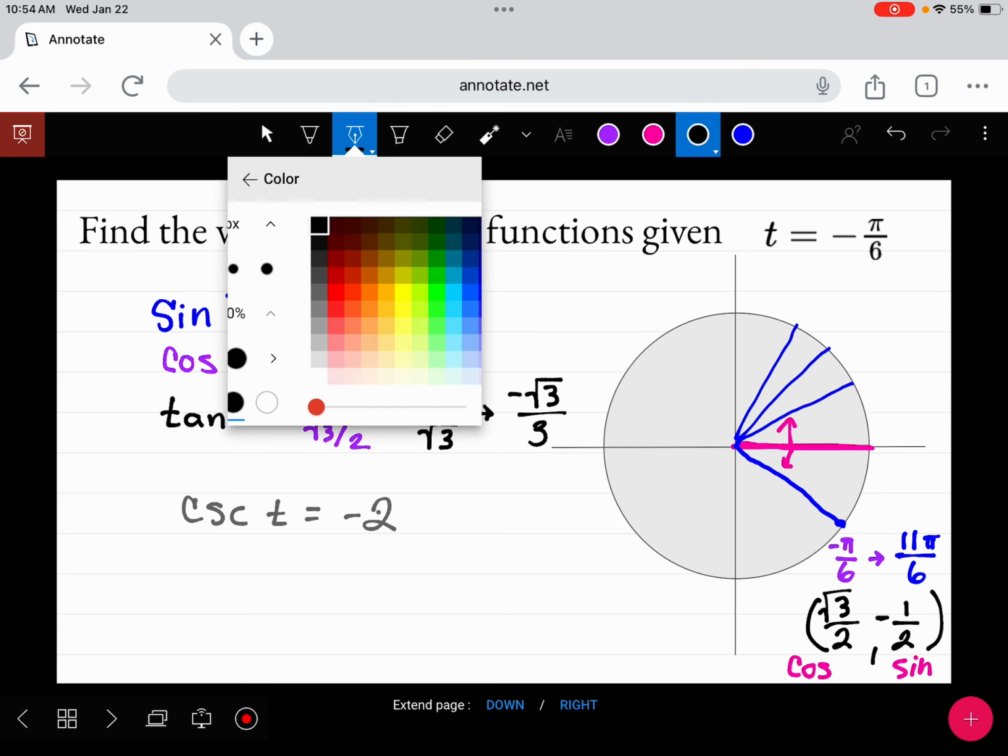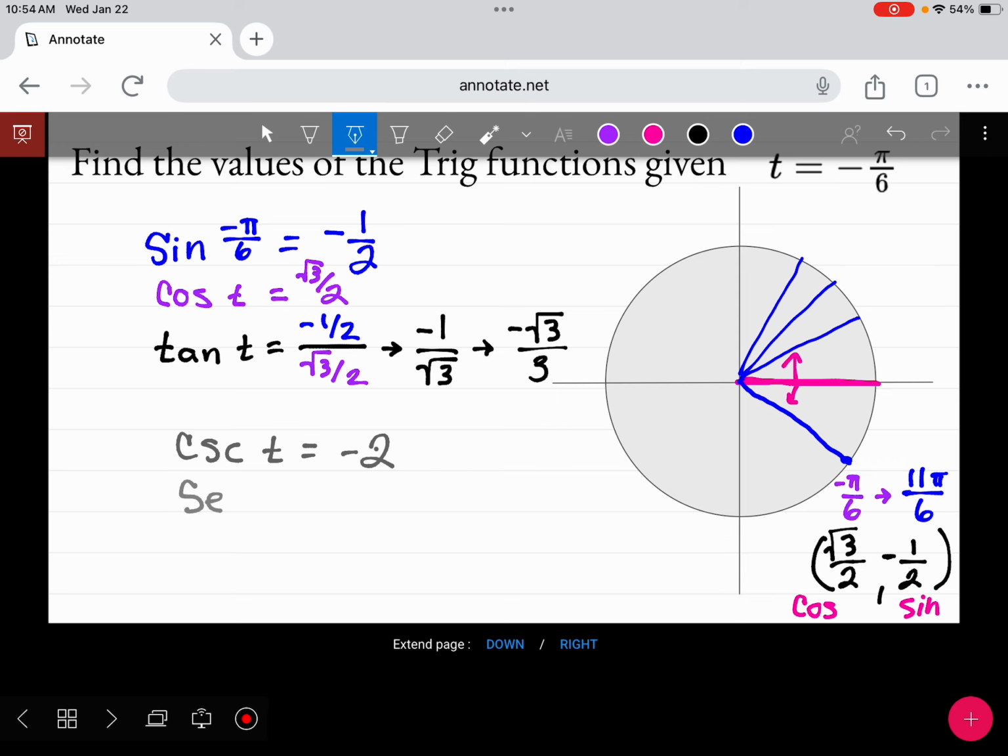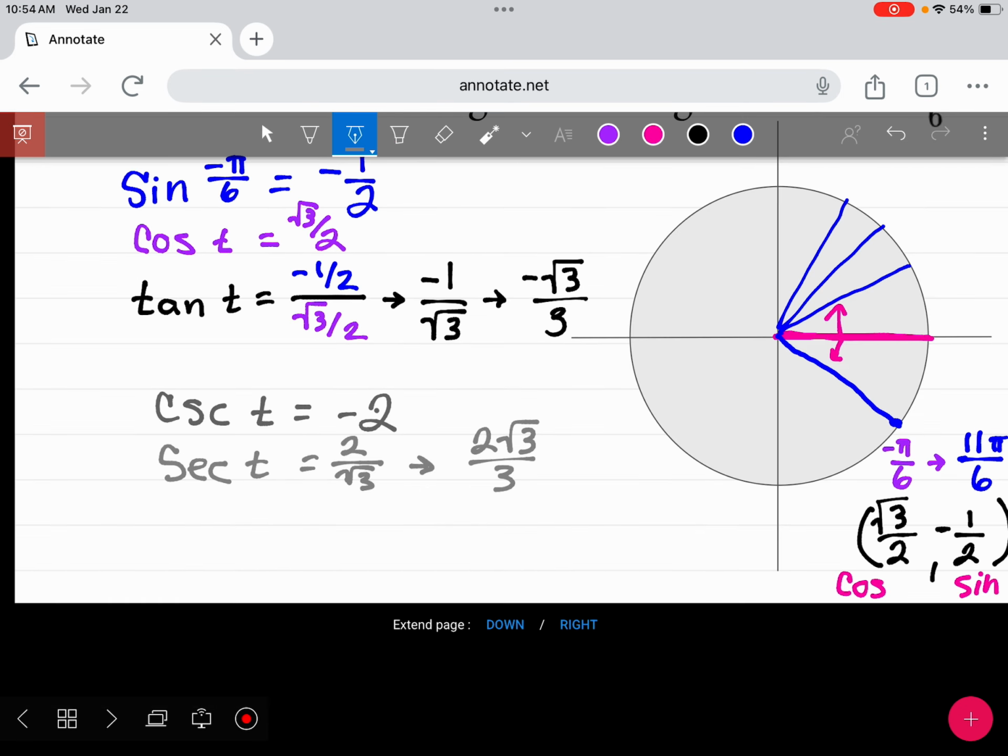Dang it, I lost my gray. Then our secant. Yep, I'm going to do it in 2 steps just so we can see our 2 over square root of 3, which we would then need to rationalize to get our 2 square root of 3 over 3. And our cotangent of t. What's our cotangent going to be? Square root of 3 over negative 1, which is the same thing as negative square root of 3.